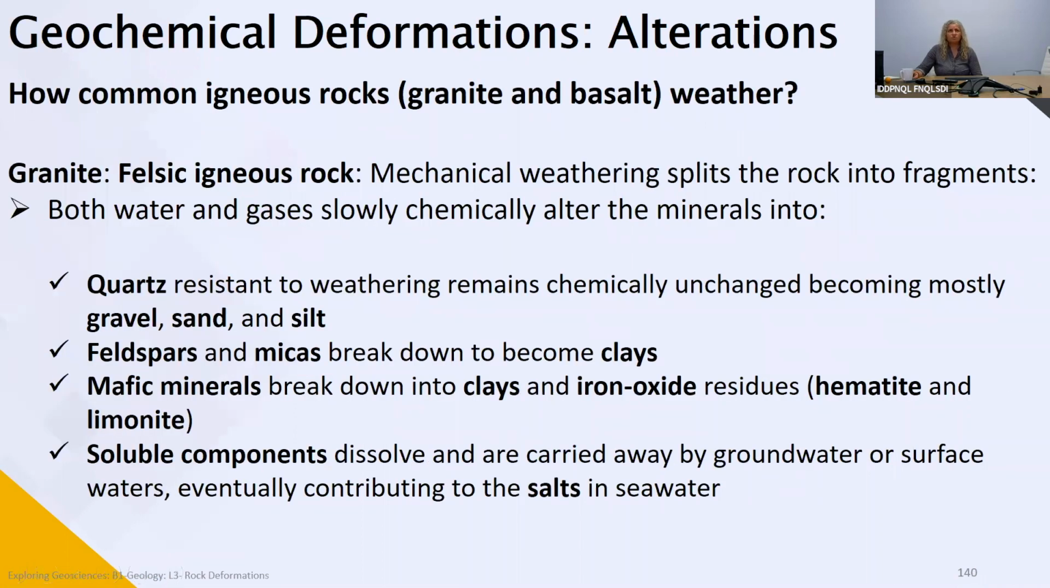Just an example between two types of rock. If we take the felsic rock, the example of a granite, what happens to it geochemically after mechanical weathering? Both water and gases slowly chemically alter the minerals. So quartz will remain quartz, right? But it will be broken down to gravel, sand, and silt size. The feldspar and the micas will break down to become clays.